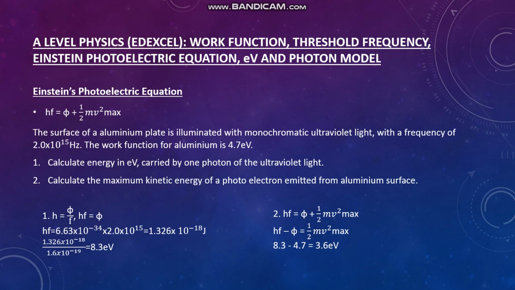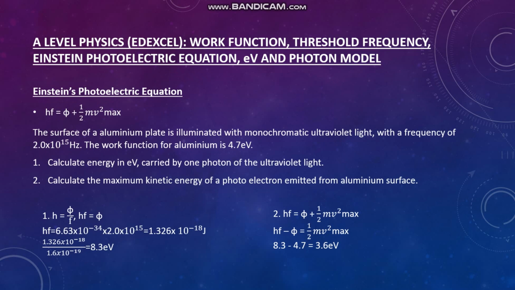So for the first part of the question, we need to use the formula hf equals phi. We need to rearrange that formula to end up with the work function being the subject of it. So we have hf equals phi. h is the value 6.63 times 10 to the minus 34 joule seconds. We are already given the frequency in the question, which is 2.0 times 10 to the 15 Hz. We multiply the following quantities together and we end up with 1.326 times 10 to the minus 18 joules. Now, to get from joules to electron volts, we divide the answer that we've just got by 1.6 times 10 to the minus 19, which gives us an answer of 8.3 electron volts.